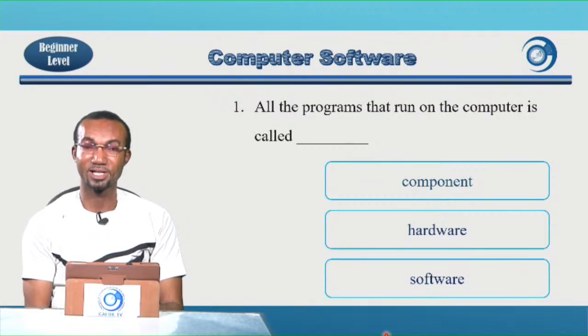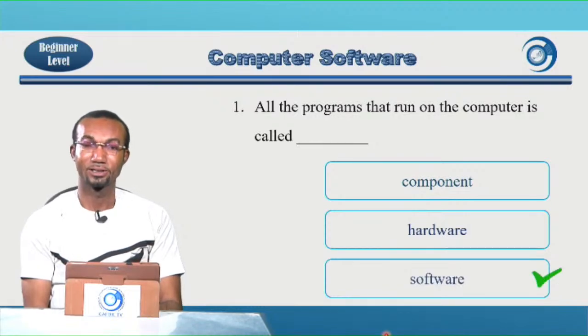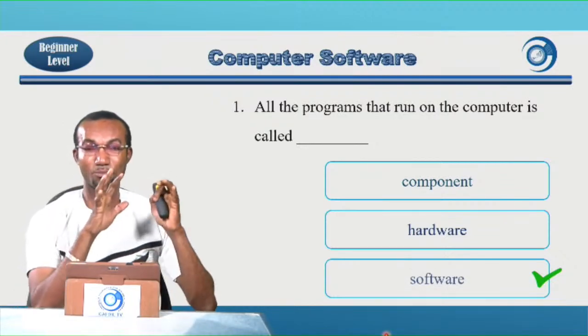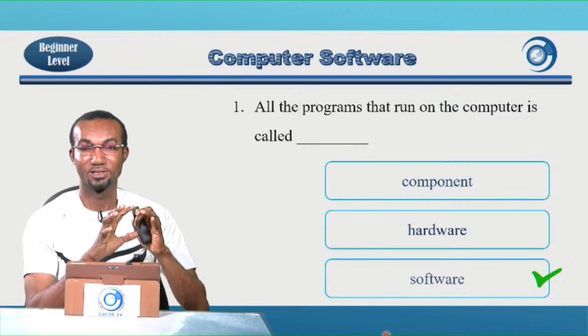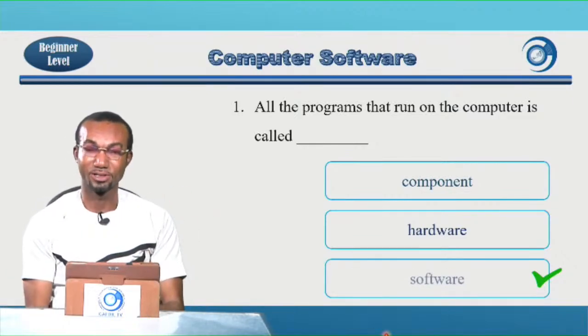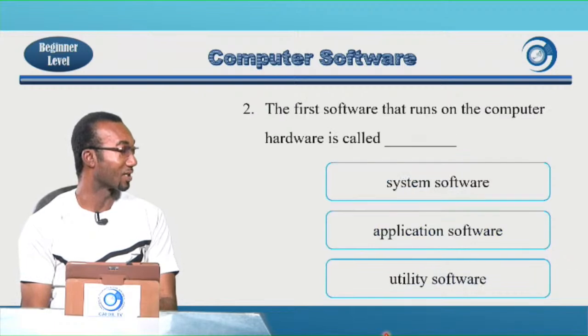All the programs that run on the computer is called hardware. Software. Good. The answer is software. So as I said, anywhere you hear programs, when ICT is concerned or ICT is talked about, we are talking about software. So software are all programs that run on the computer system.